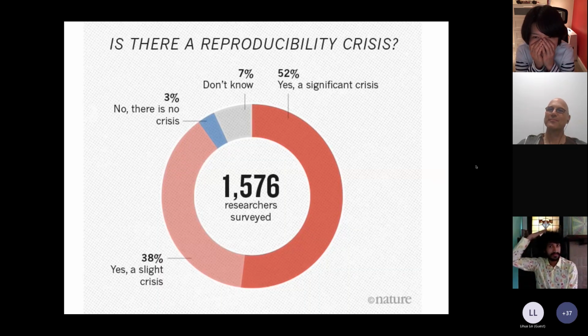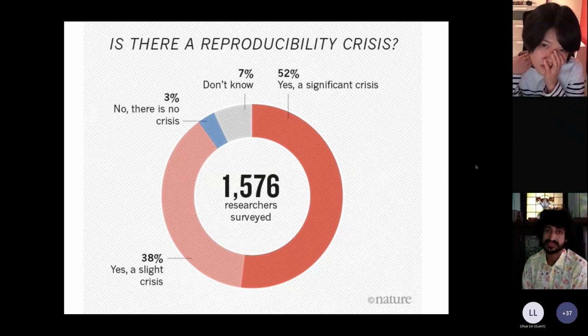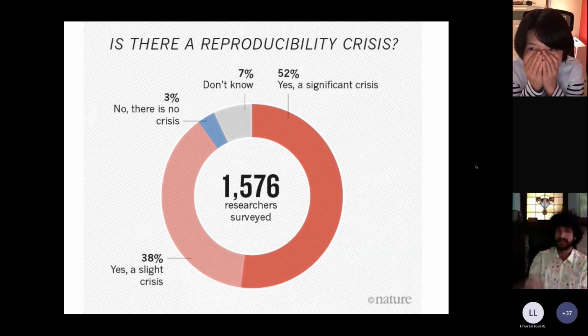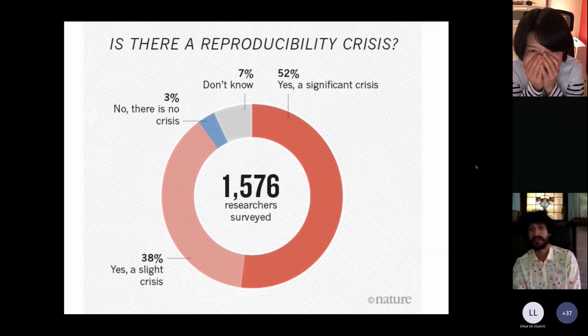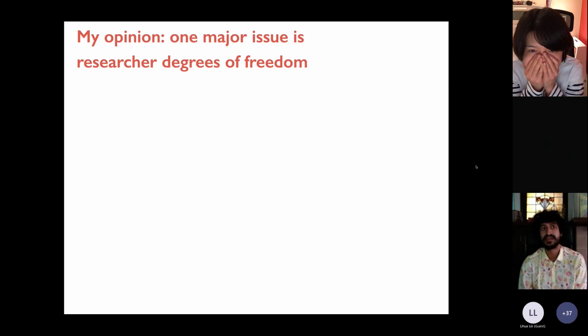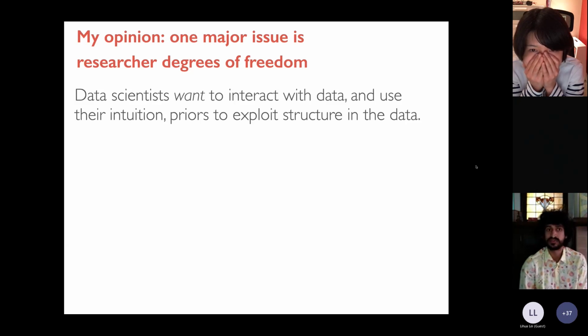And so I think this can be motivated by thinking about, is there a reproducibility crisis in science? This was a survey taken by Nature in which they found that there's actually a significant fraction of the thousands of researchers surveyed from multiple different fields that felt there was a reproducibility crisis. And one of the reasons for this, I think, is the researcher degrees of freedom. So data scientists, when they have a data set, they want to interact with their data. They don't just fix a method before looking at the data, apply it once and are done with it. They never do things that way.